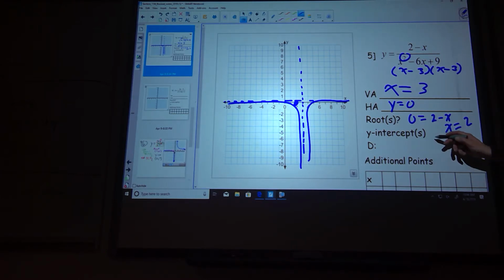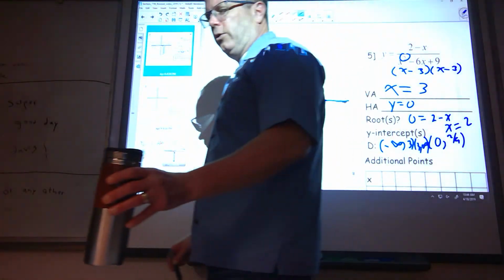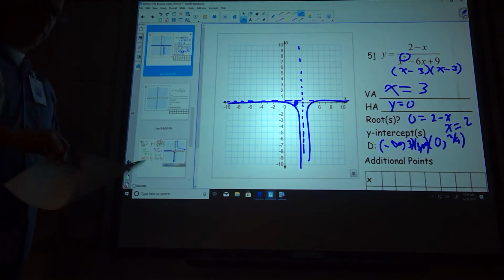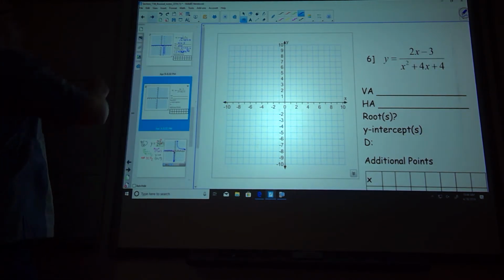Y-intercept, sure. It's going to give me (0, 2/9). And then domain, 3 to infinity. Additional points? No, except if you're Sam. Then you can do all the extra points you want.